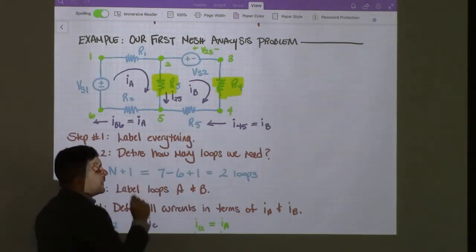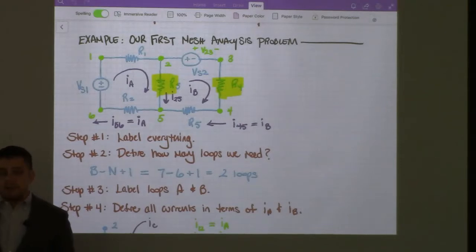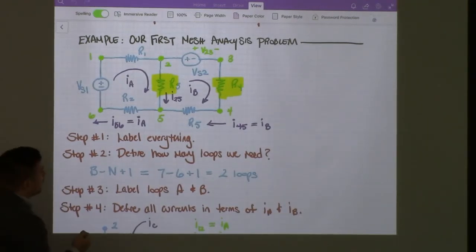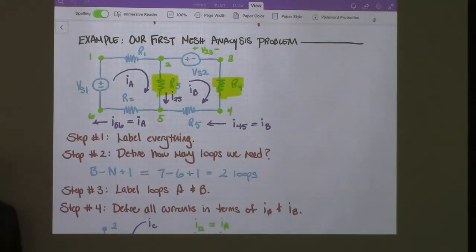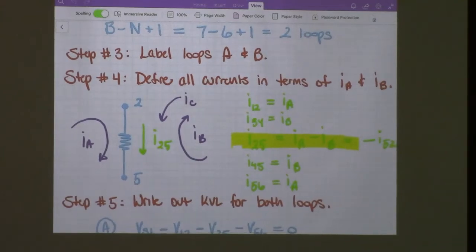The only branch that is affected by two of the loop currents is the one in the middle, right? So the one in the middle, which is R3, has IA as well as IB flowing through it. And so I use this example here to show how to handle it.